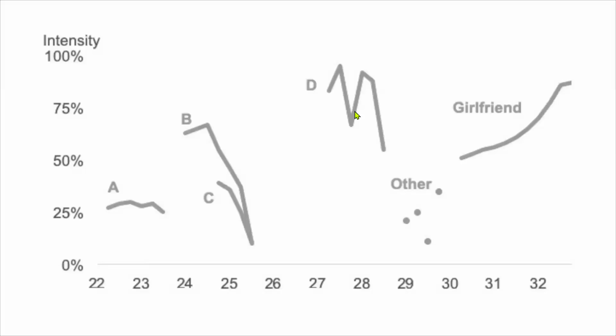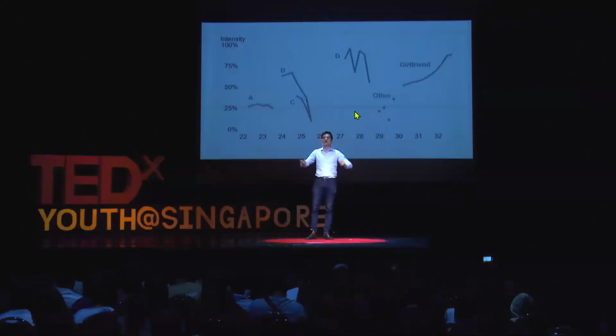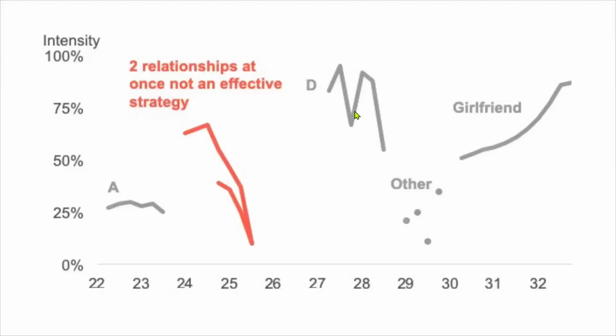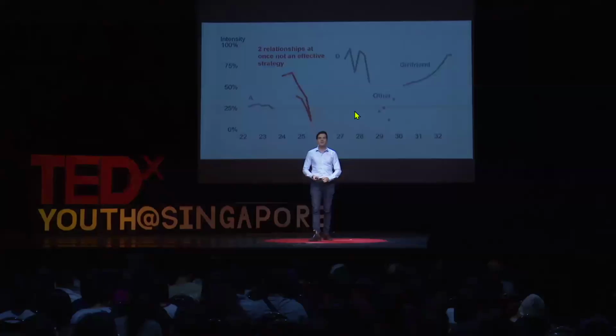So with our all gray blank canvas, let's take our audience through a story and highlight the pieces of this story one at a time. So we start with my lackluster first attempt at dating. Consistently pretty low intensity here. Let's call this a practice. And in my mid-20s, I thought I could handle 2 relationships at once. The data shows this was not an effective strategy, with both of them pretty quickly plummeting down towards 0.